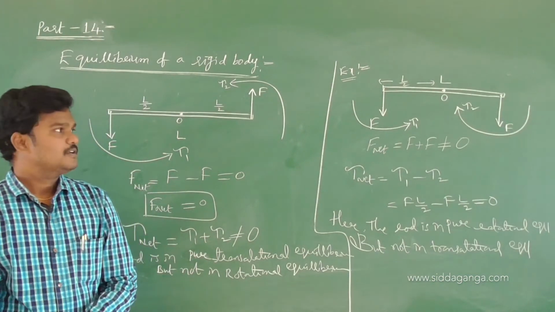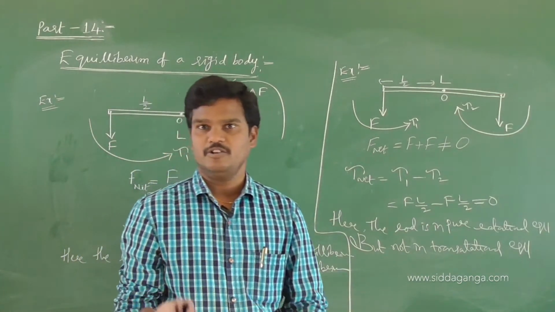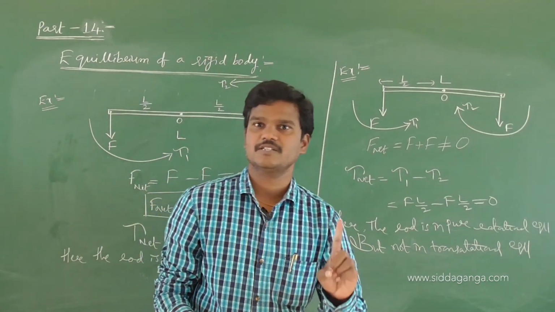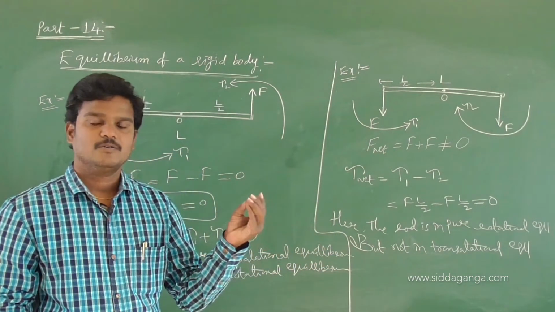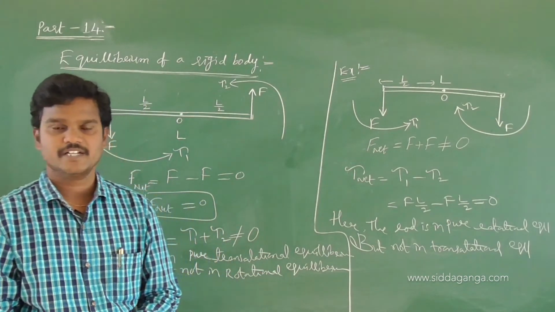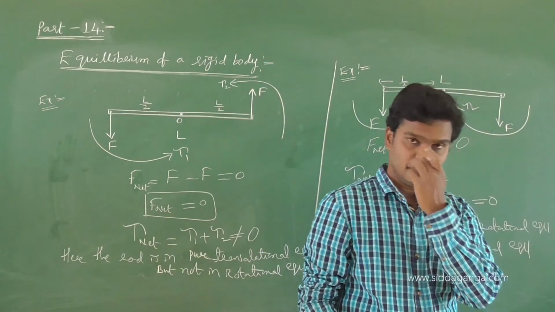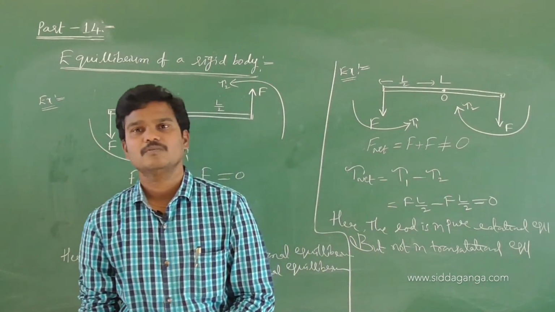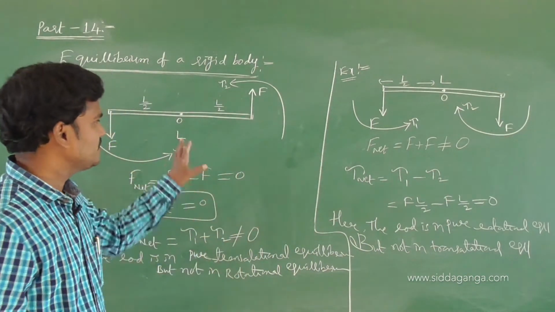Okay, now we know the rigid body is in mechanical equilibrium. If it is in mechanical equilibrium, then it has translational equilibrium and rotational equilibrium. Now tell me, when is the body said to be in translational equilibrium? If the net external force acting on the body is 0, then it is said to be in translational equilibrium. And if the net external torque acting on the rigid body is 0, then it is said to be in rotational equilibrium.